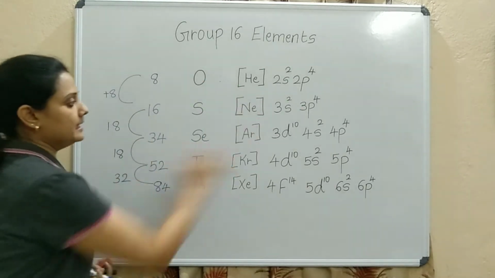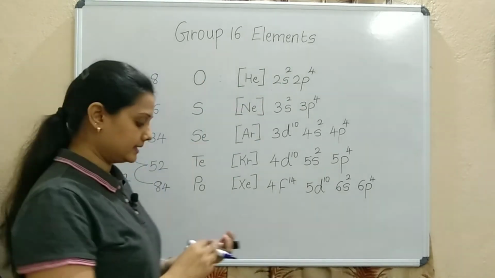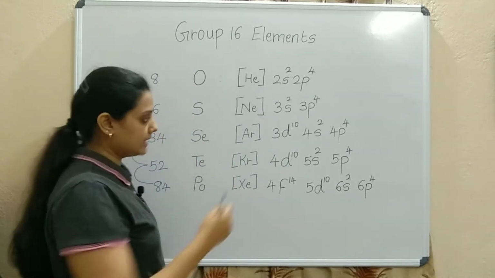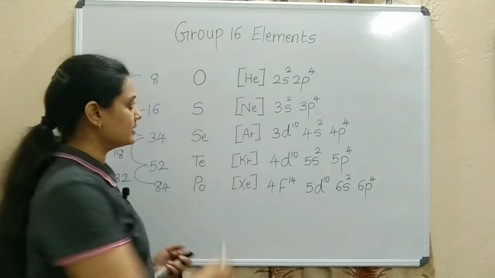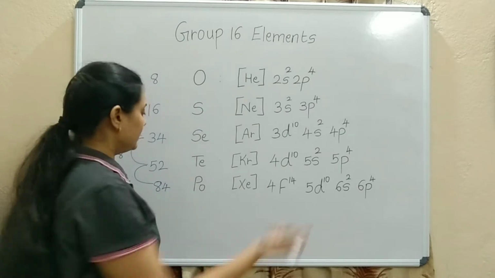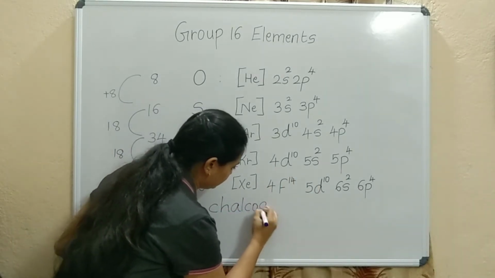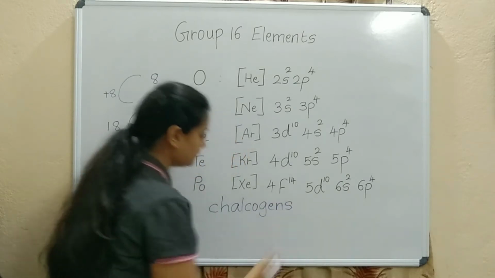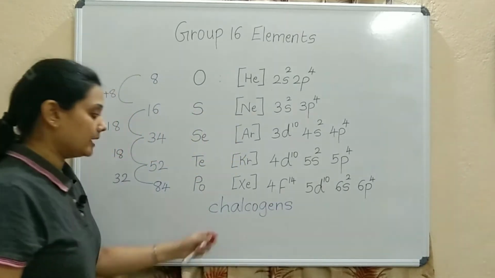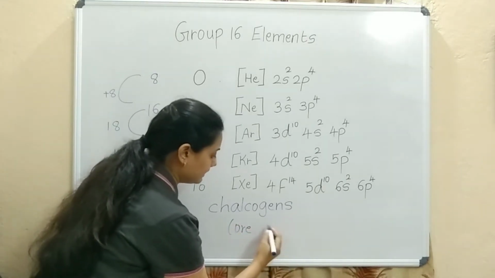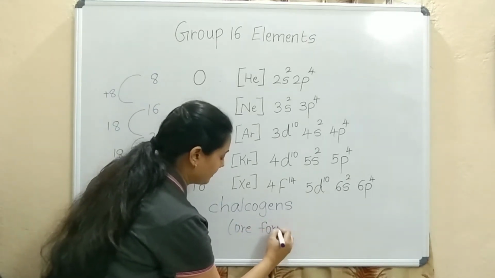Now all these group number 16 elements are called the oxygen family, because the first member is oxygen. It can also be called chalcogens. Chalcogens is a Greek word, chalcos, that means ore forming.